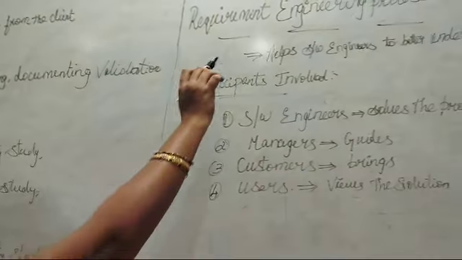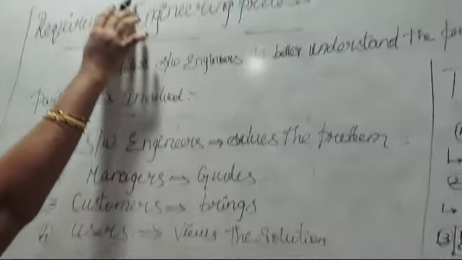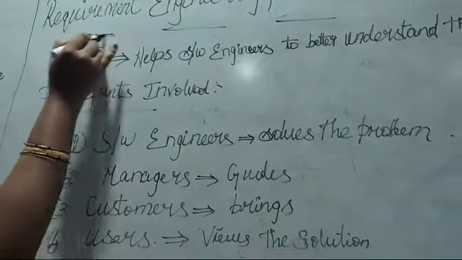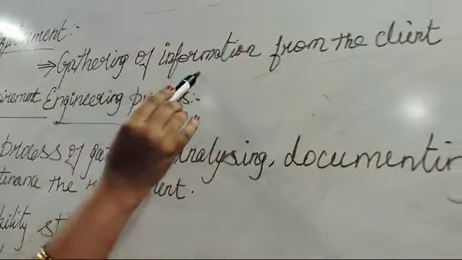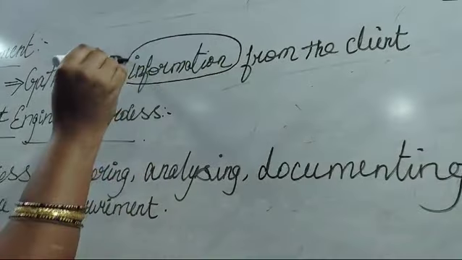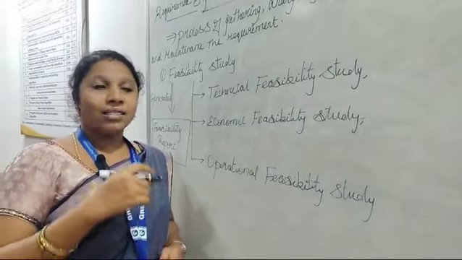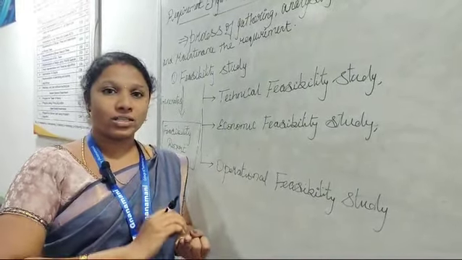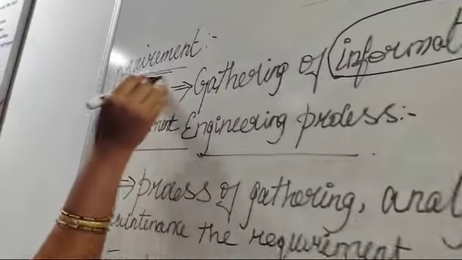Now we are going to see what the requirement engineering process is in the Object Oriented Software Engineering subject. First, what is meant by requirement? The term requirement is defined as the gathering of information from the client. That is the information that we need. If we are running a company, then we are the client and the user, and we have to tell the developer the requirements, what specification we need, what information we need. That is the requirement.